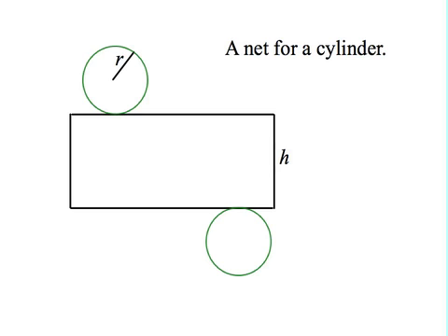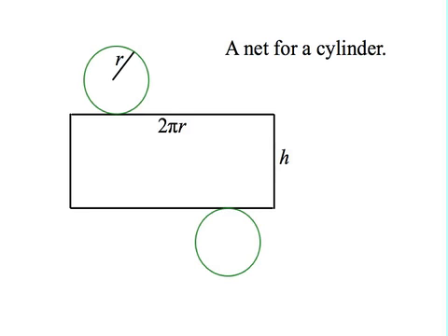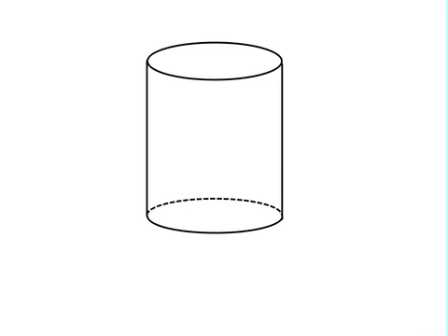We can use those two measurements plus what we know about pi to get the length of our rectangle, because the length of the rectangle is the same as the circumference of the circle, because we've just unwound that rectangle from the circular cylinder. And of course, the circumference of a circle is 2 times pi times the length of the radius.